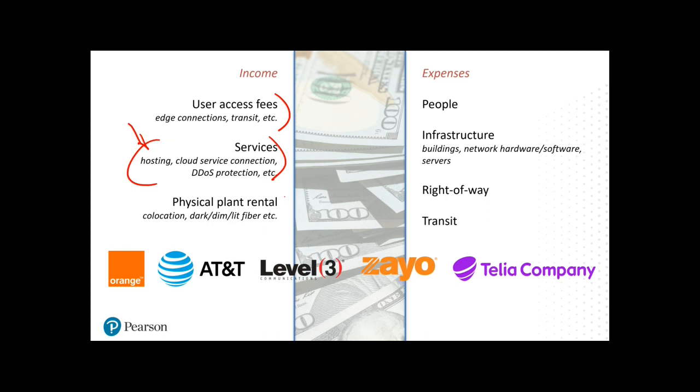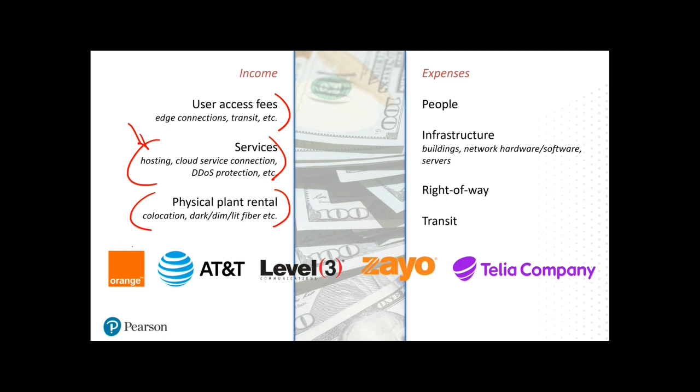Your user access fees are not generally where you make a ton of money in these large scale companies that are global providers or regional providers. They do rent out their physical plant through dark, dim, and lit fiber, various ways of renting out their fiber to other people. Companies like LinkedIn and Microsoft will rent dim fiber or dark fiber or even lit fiber from a company like this, particularly for undersea and long run cables that they happen to own, and rights of way that they have.